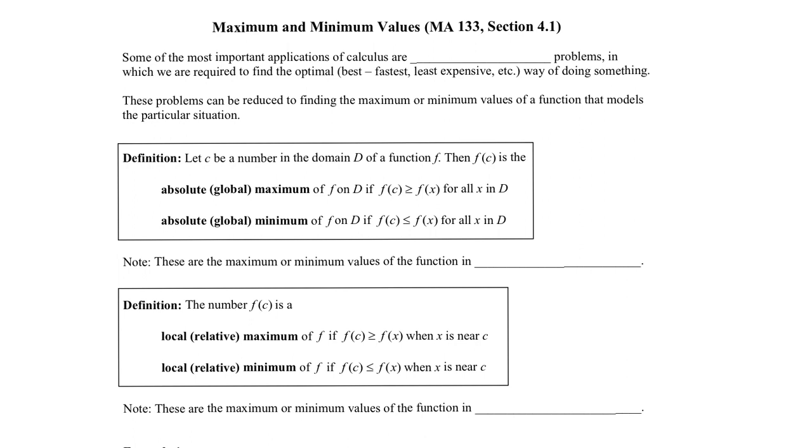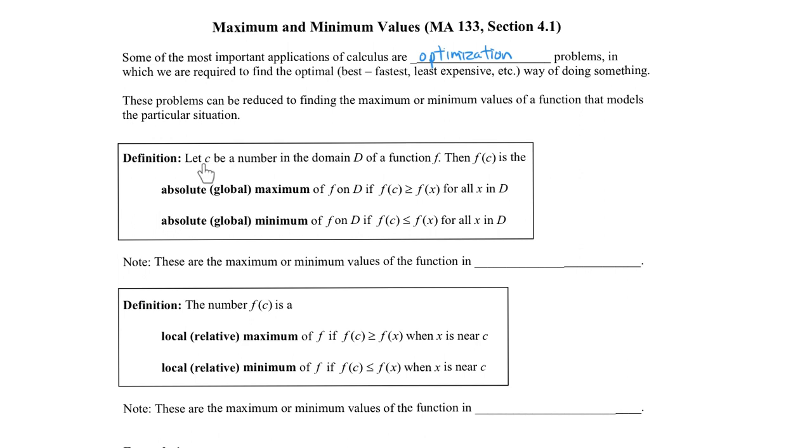Some of the most important applications of calculus are optimization problems, where we are required to find the best way to do something, which usually means the fastest way or the least expensive way. As an example, what are the dimensions of a pop can that minimizes manufacturing costs but still holds 12 ounces? These problems can be reduced to finding the maximum or minimum values of a function that models the particular situation. Before we get started, we've got some definitions we have to talk about.